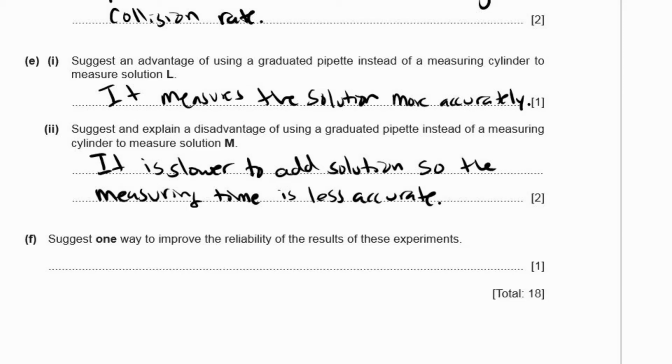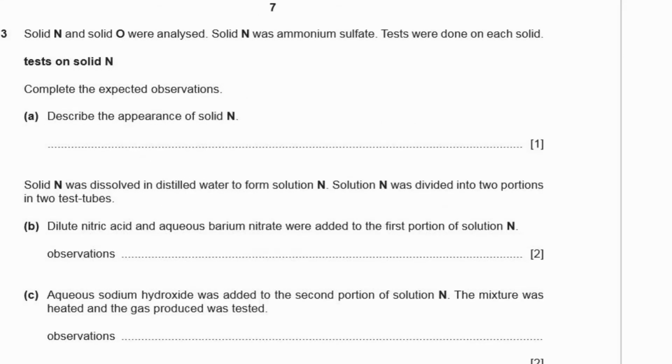And F, suggest one way to improve the reliability of the results of this experiment. Whenever it says reliability, it always wants the same answer. Repeat and take the average. That's always the answer when they say reliability. How can you rely on your results? Because you've done it more than once.